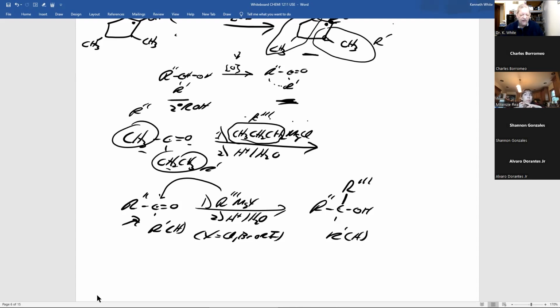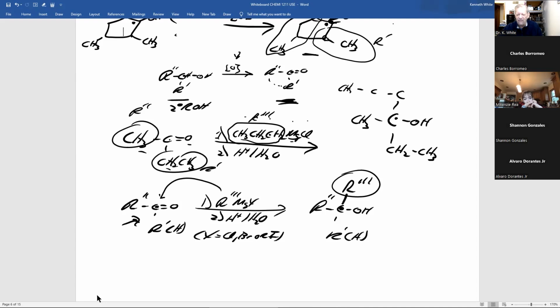Notice the carbonyl, what's attached to it is still attached to it, R prime, ethyl. R double prime, methyl. Hydroxyl group. What's R triple prime? Notice the carbon with the magnesium chloride will be the carbon bonded to this. And you don't break carbon-carbon single bonds. And that's how you do it.